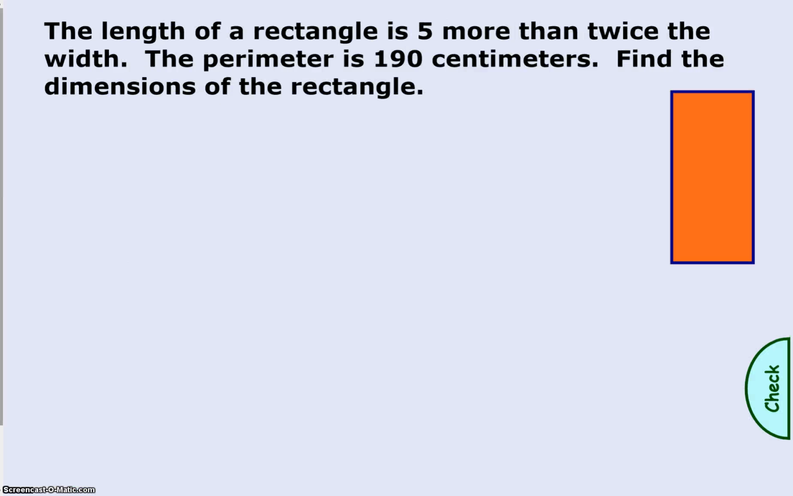Let's go to the next one, and I'll help you come up with your system. The length of a rectangle is twice the width. The perimeter is 190 centimeters. Find the dimensions of the rectangle.